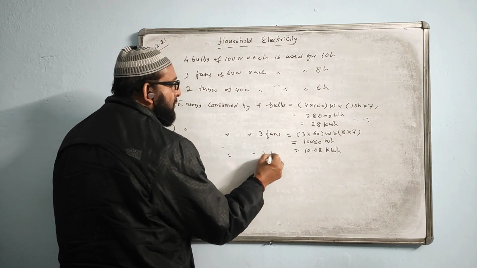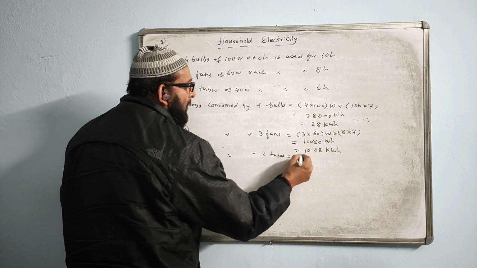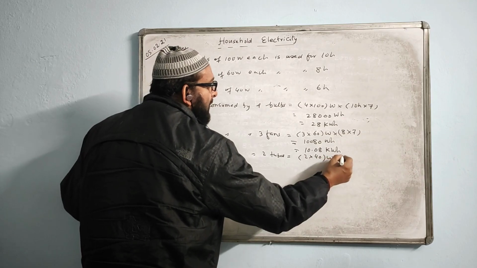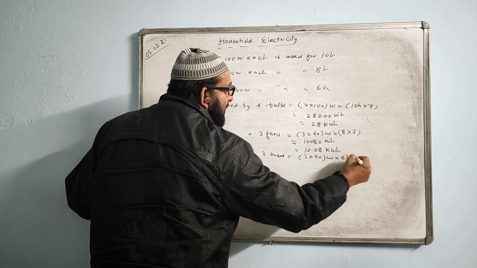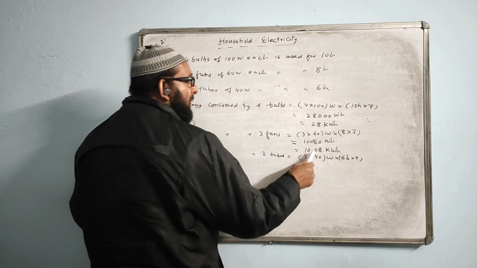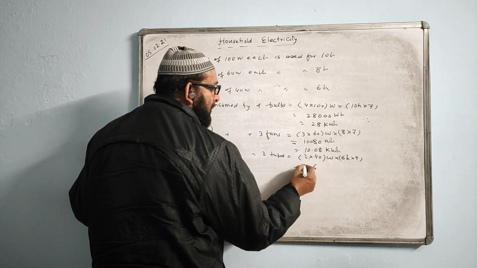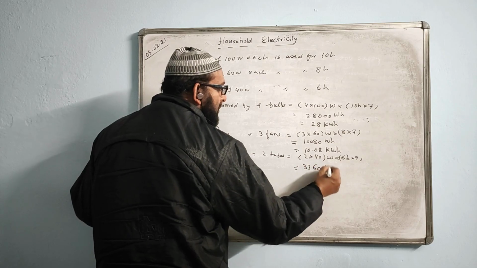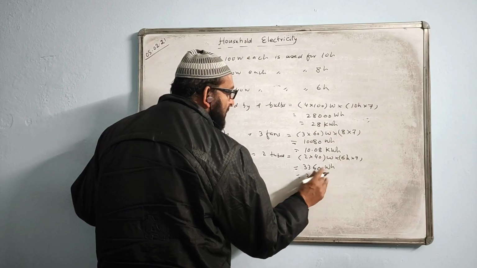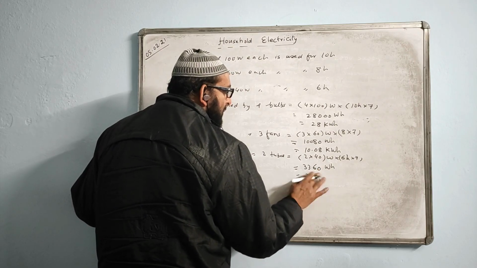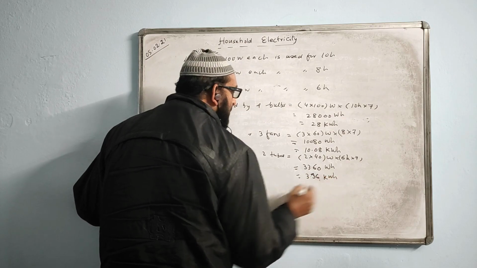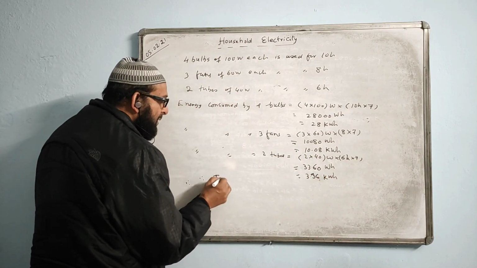There are 2 tubes. 2 into 40 watt into, separately let me do 6 into 7. 7 6s are 42. 42 into 8. This much watt hour, changing into kilowatt hour by dividing by 1000, the answer will come 3.36 kilowatt hour.